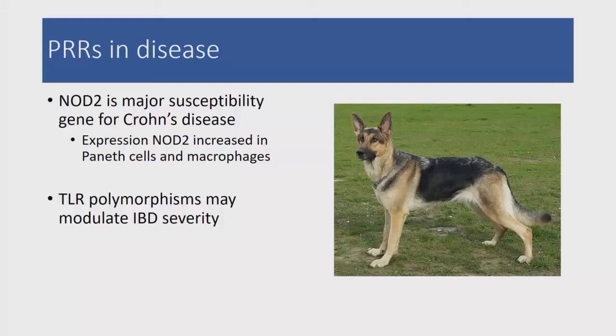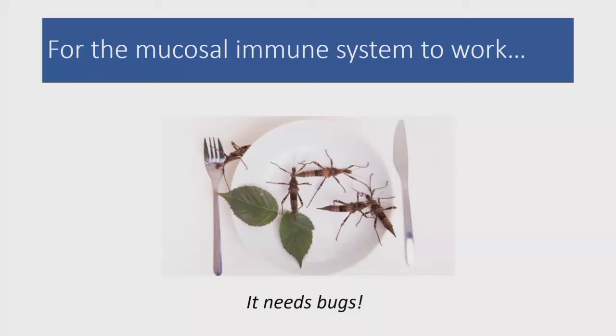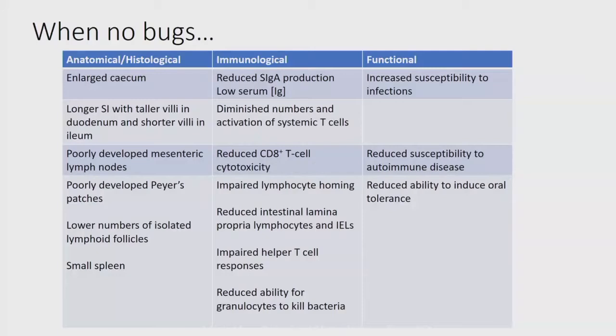So as well as having this important function in recognizing the microbiome, the actual immune system itself needs bacteria to work. And I'm sorry that this table is really quite busy, but it's actually been shown that in germ-free models, if there are no bacteria present, there are a whole bunch of changes both anatomically and histologically to the actual gut itself, but there are also distant immunological and functional changes or deficits that occur as a result of having no bacteria within the mucosal system.